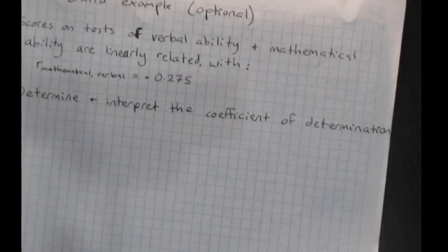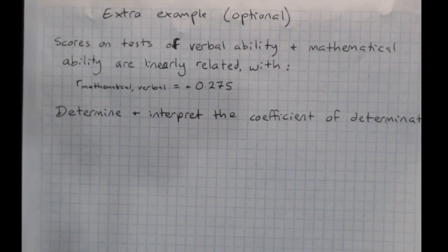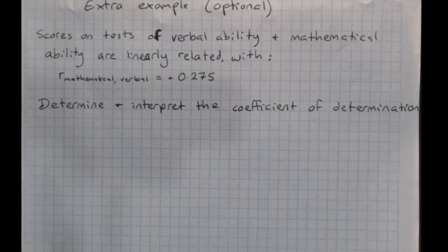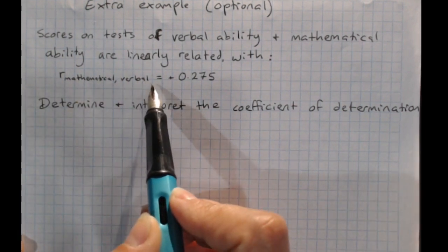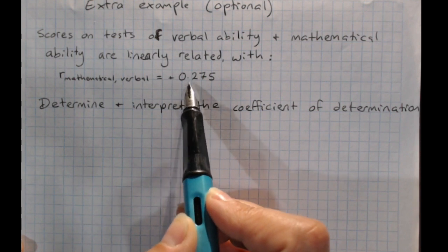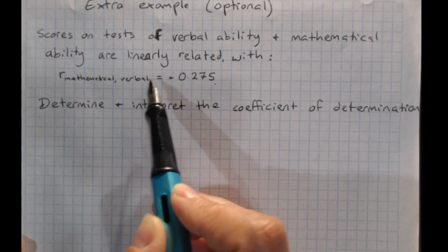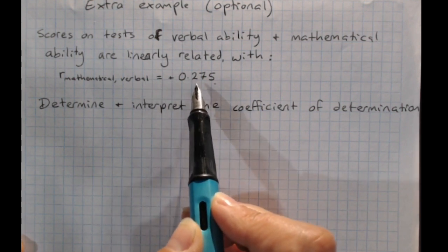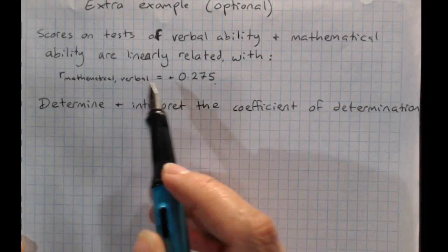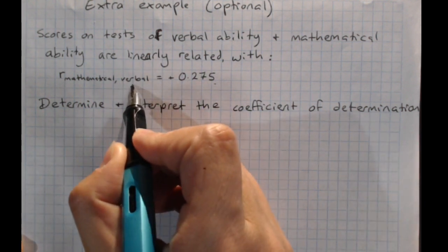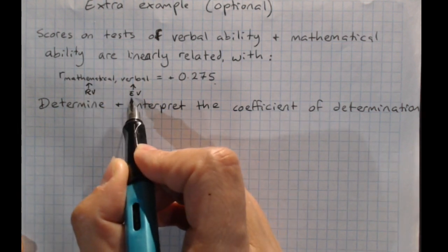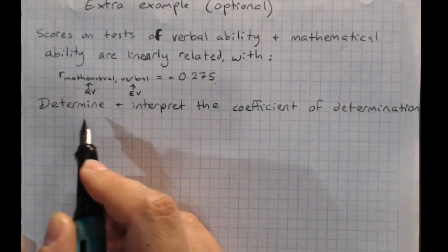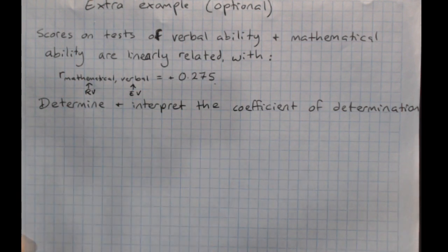Extra example. Scores on tests of verbal ability and mathematical ability are linearly related, with r mathematical, verbal equaling positive 0.275. Now an r of 0.275, that's not a very strong relationship. Remember, this is our EV, this is our RV. Explanatory variable, response variable. Determine, or find, and interpret the coefficient of determination.